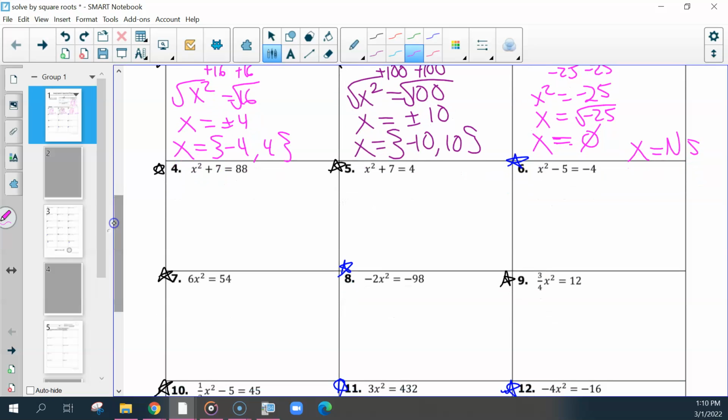For number 4, now when we solve this, it's not equal to 0, but we're still doing the same process, getting 7 away from it. So we get 81. 81 is a perfect square, and it would be plus or minus 9. So negative 9 and positive 9 would be our solution set. It's pretty simple. It only gets a little bit harder from here.